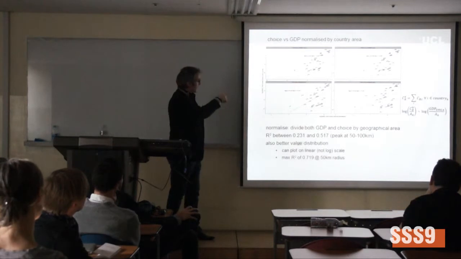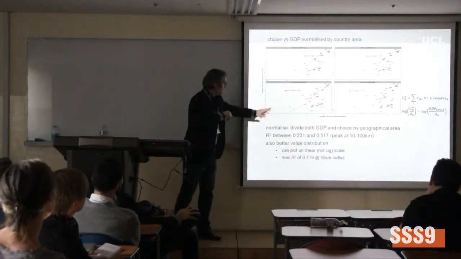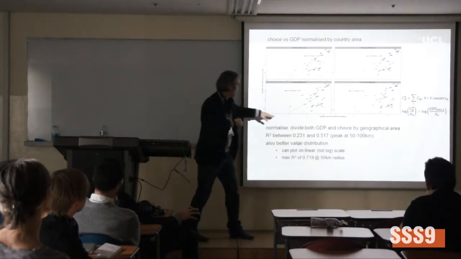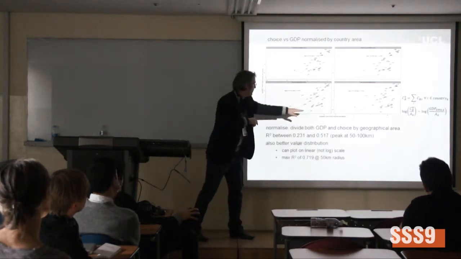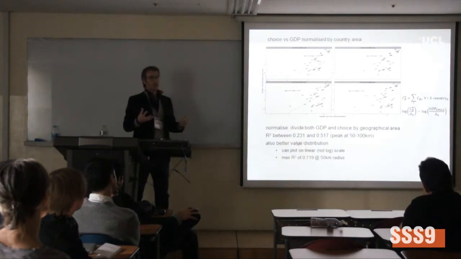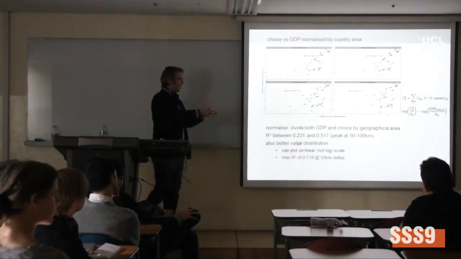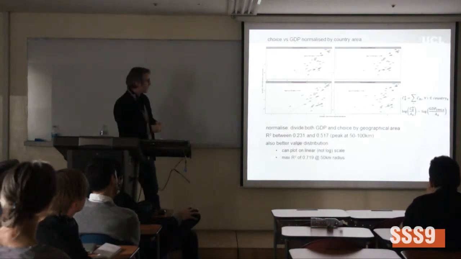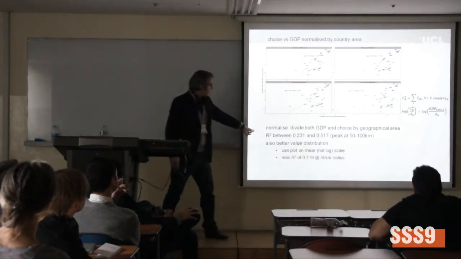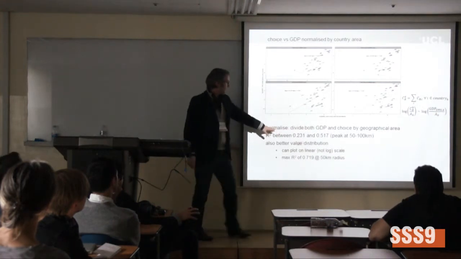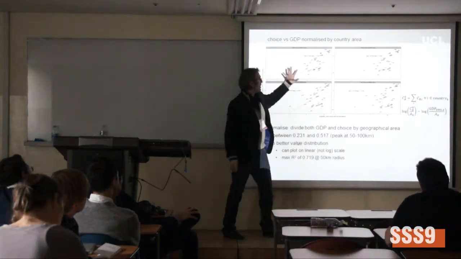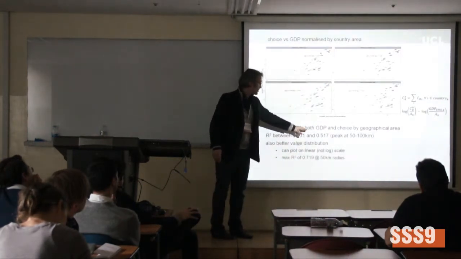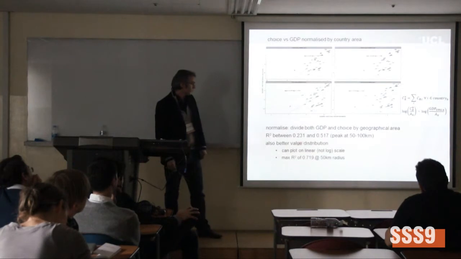So here, this is again log-log, but we're dividing both the GDP and the choice value by country area. So it's the amount of choice within a particular bit of area in the country. And what we get here, also on the log-log scale, is essentially, again, a peak at around the intercity scale between 50 and 100 kilometers, but a peak R-squared of about 0.517.